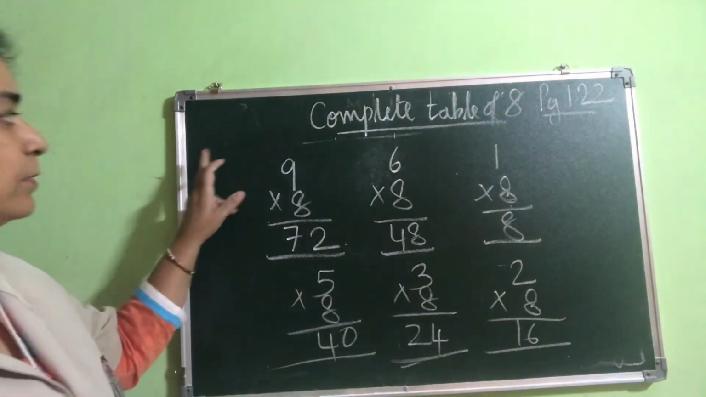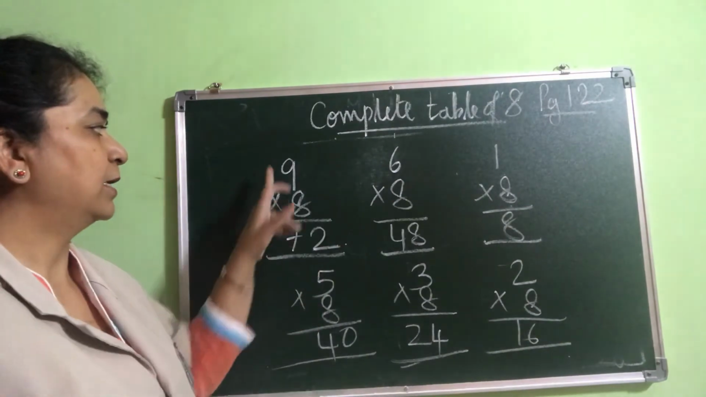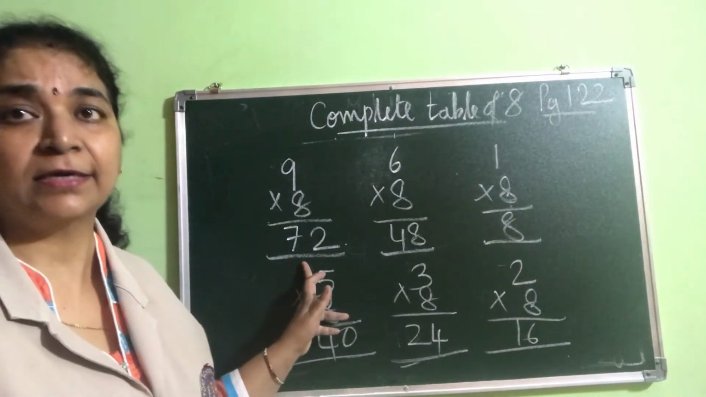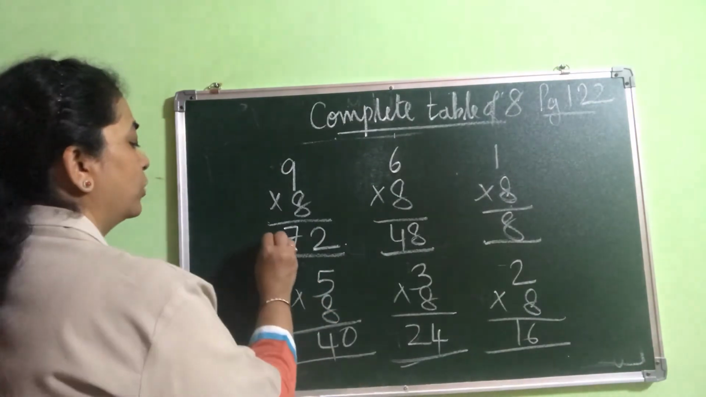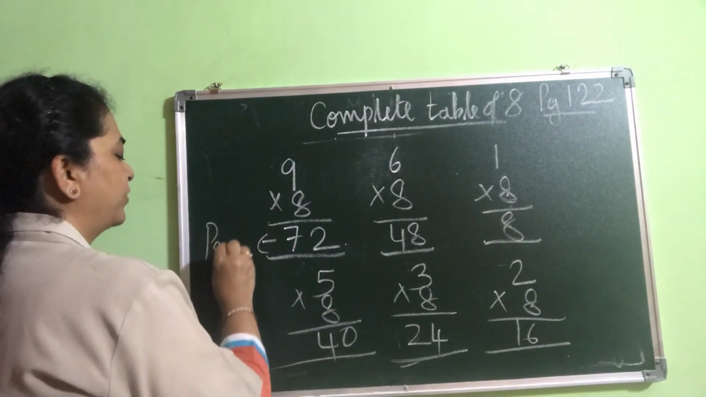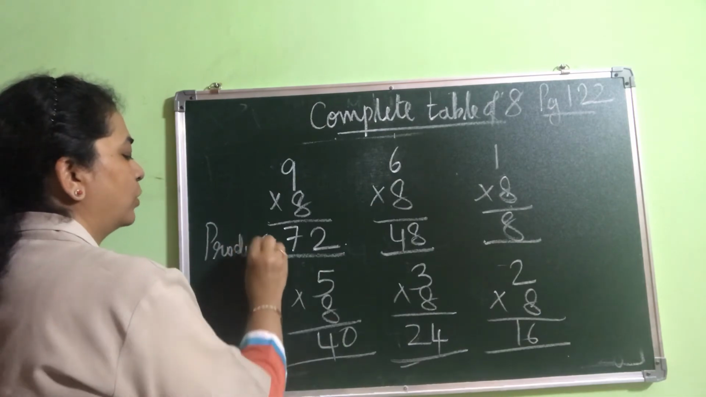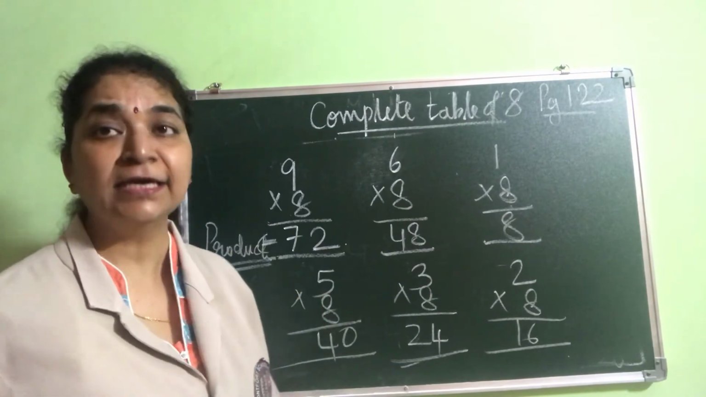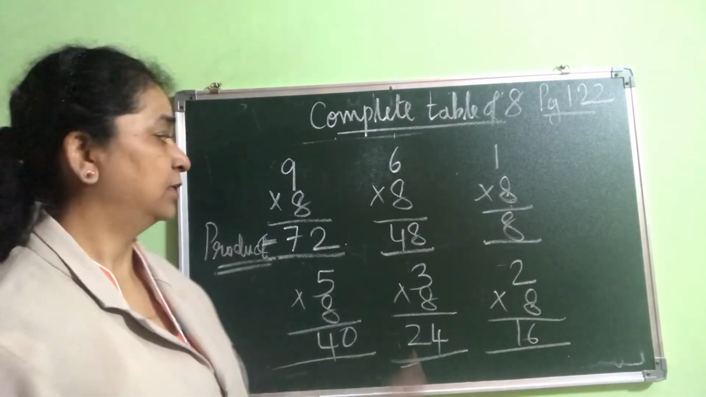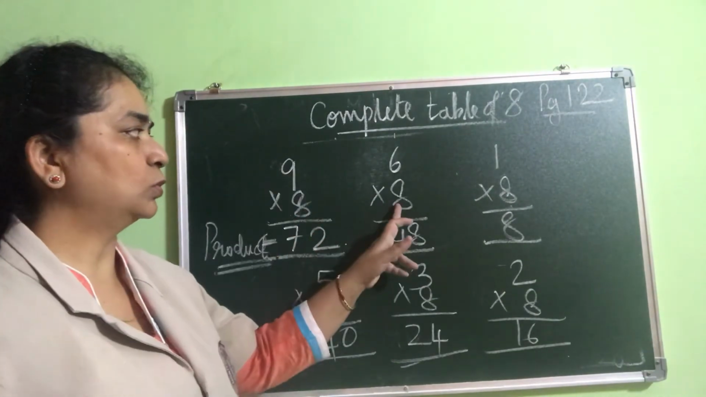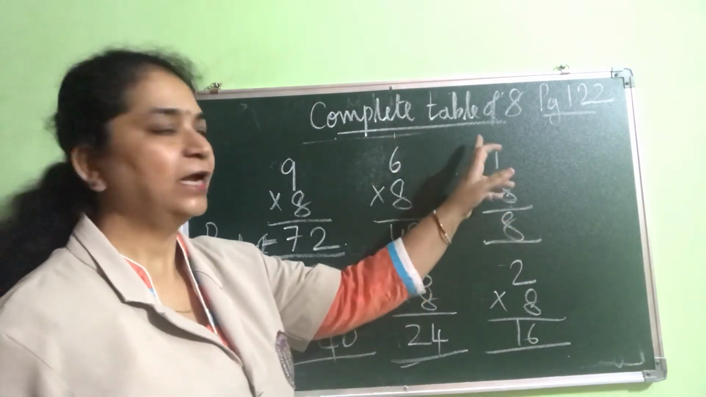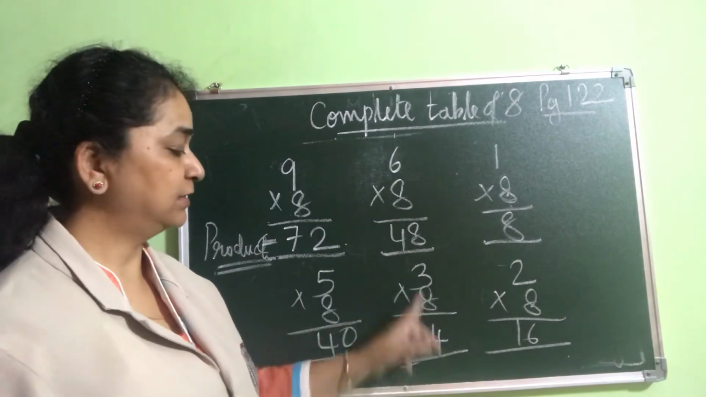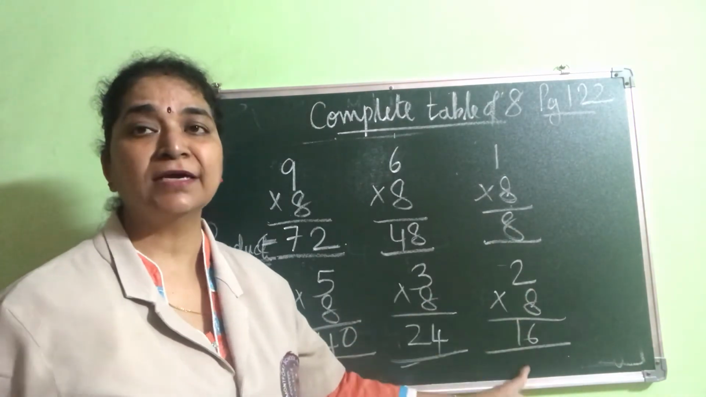So this is called product. When you multiply and write the answer, it is called product. They are saying find the product. This is the product. 8 9s are 72. 8 6s are 48. 8 1s are 8. 8 5s are 40. 8 3s are 24. And 8 2s are 16.